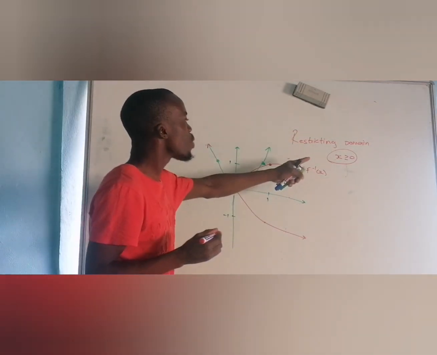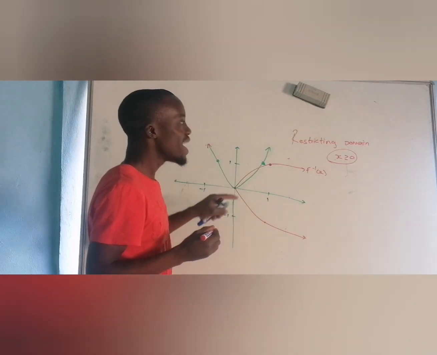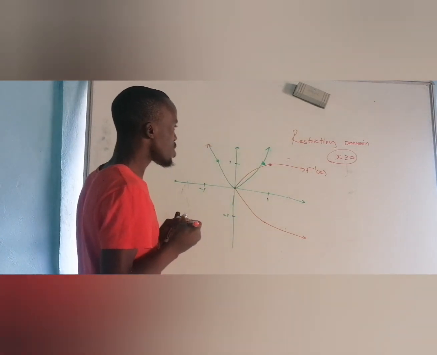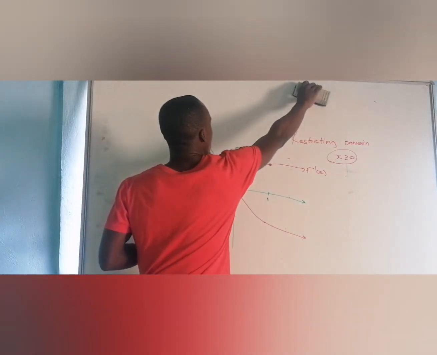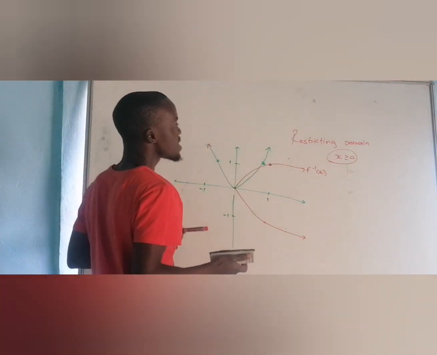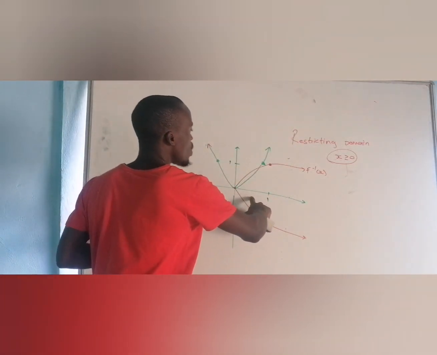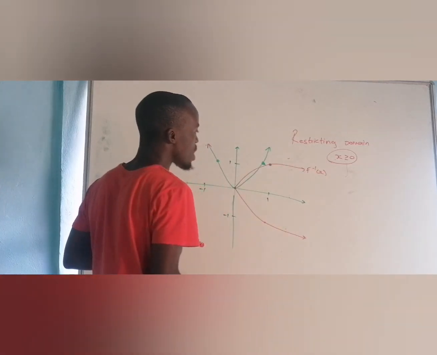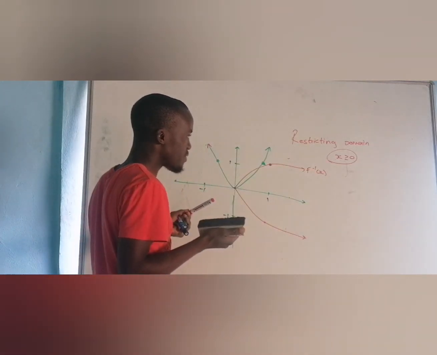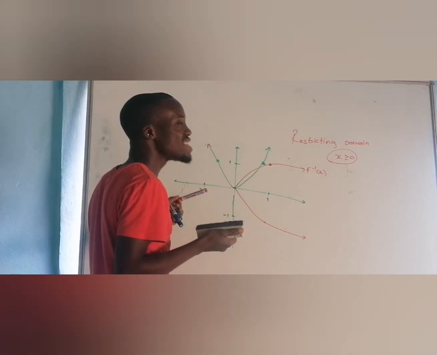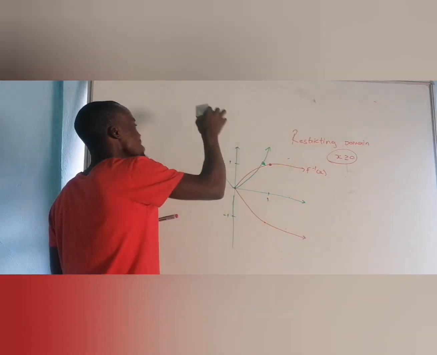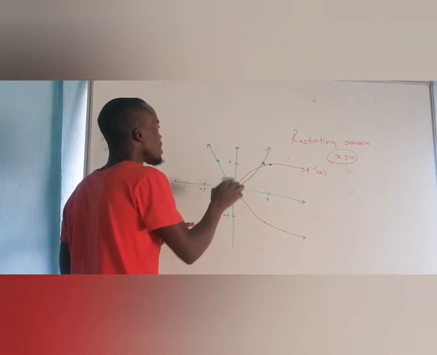So x is equal to 0 here at the origin. I don't know if you understand that. Now, x greater than 0. This is the part we want to see on our graph. We don't want to see the part where x is negative. Remember, we are restricting the domain of the original graph.